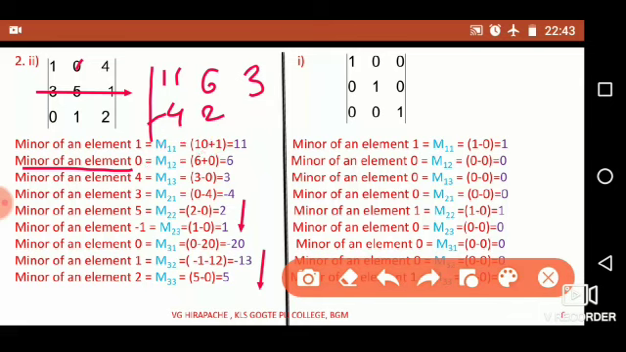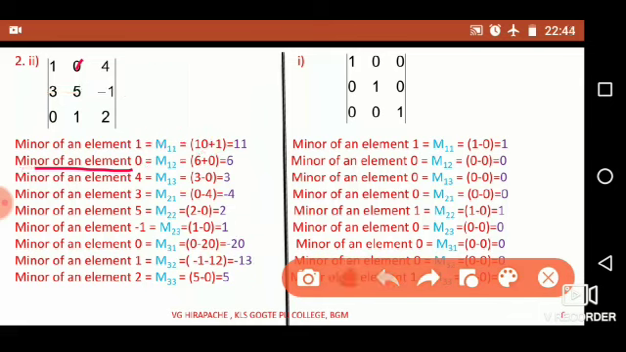Dear students, we have one more example of the third order. We should find the minor of each element of the given determinant. The minor of 1, deleting the row and column consisting of 1: 1 ones are 1, minus 0, we get 1. Similarly, the minor of 0, which lies in the first row, second column: 0 ones are 0, minus 0, that gives 0.